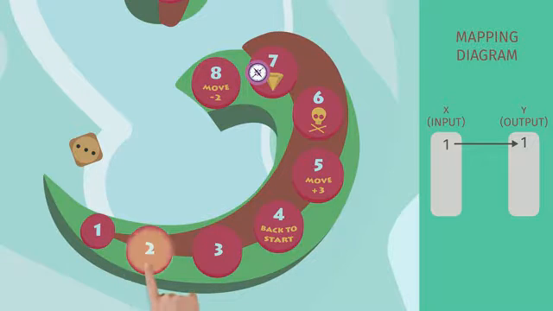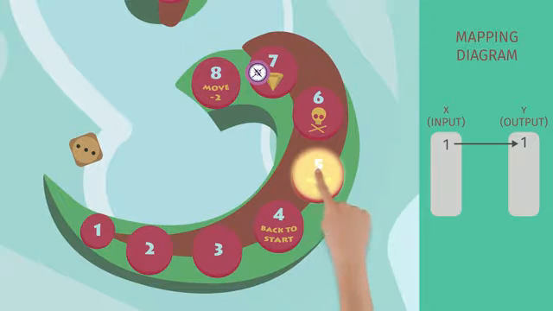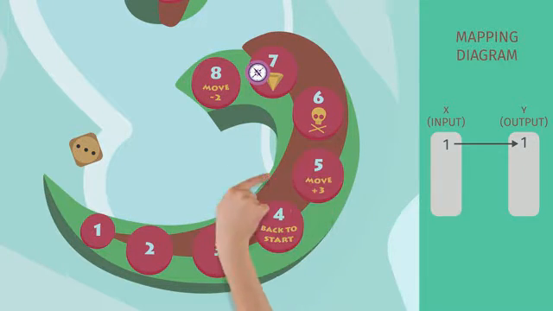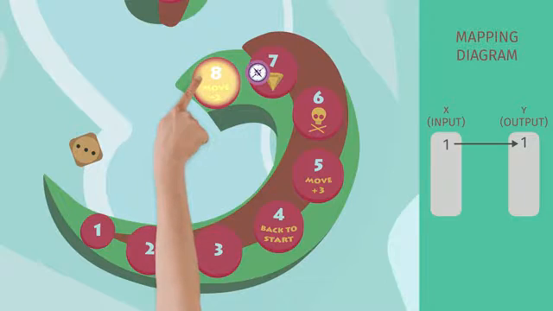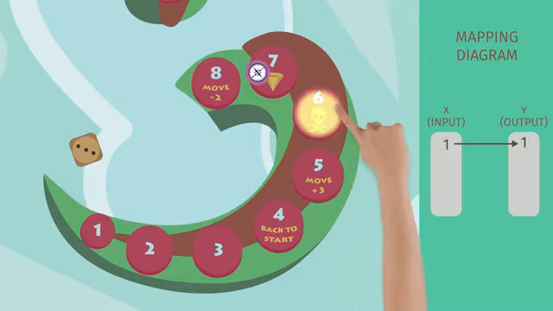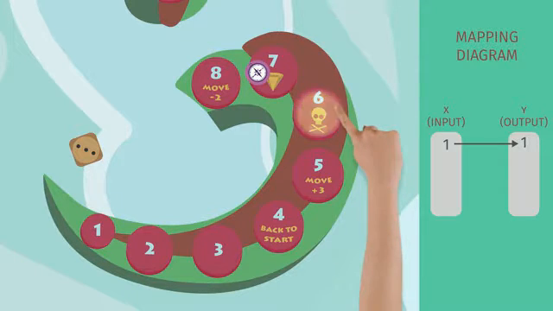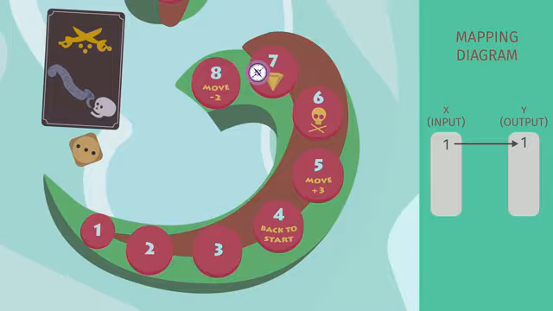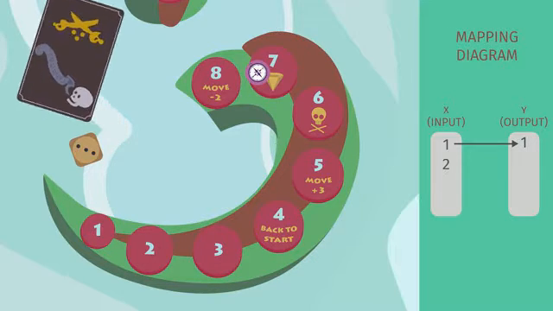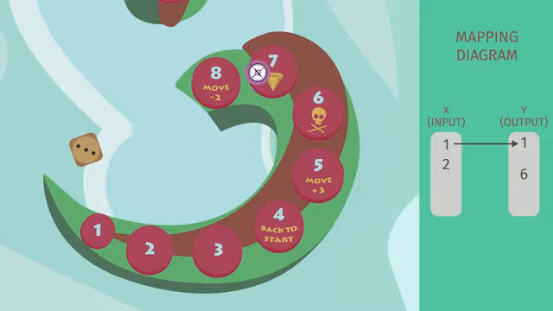What about the second? Since she rolled a 3, she would have gone to space 5. But space 5 moves the player 3 additional steps forward. This brings us to space 8. Space 8 moves the player back 2 steps, which finally ends her journey at space 6, where you have to take a penalty card. So an input of 2 gives us an output of 6. We can show this by drawing an arrow beginning at the input 2 and ending at the output 6.